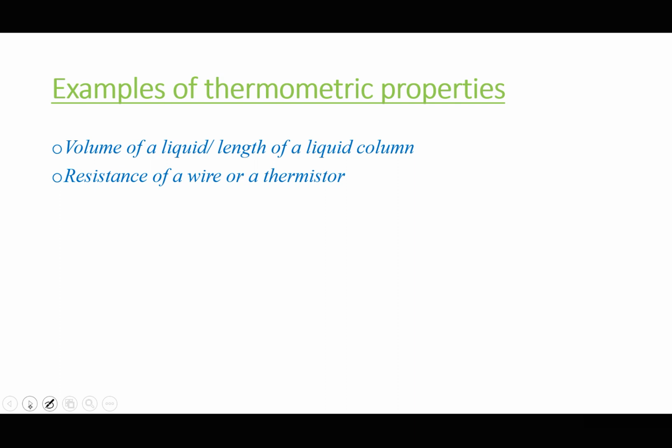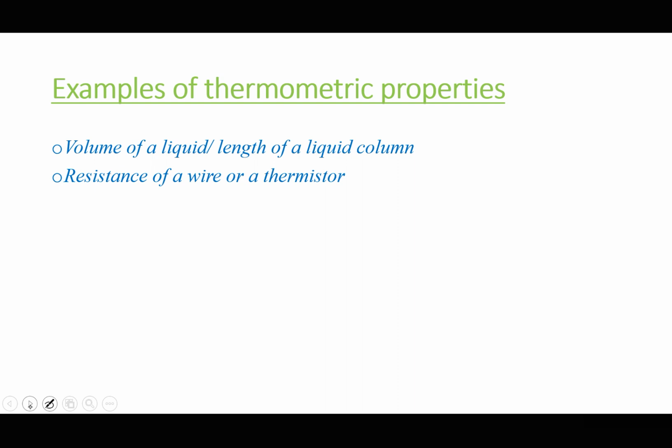So the resistance of a wire or the resistance of a thermistor is a thermometric property, or a physical property which is varying with temperature. Although for a thermistor, we are much aware that it does not vary linearly. The resistance does not vary linearly with the temperature, but we can still use it as a thermometric property because it changes with the temperature.